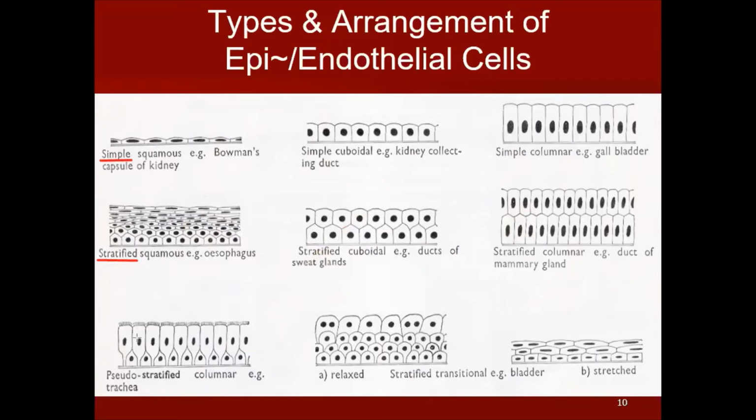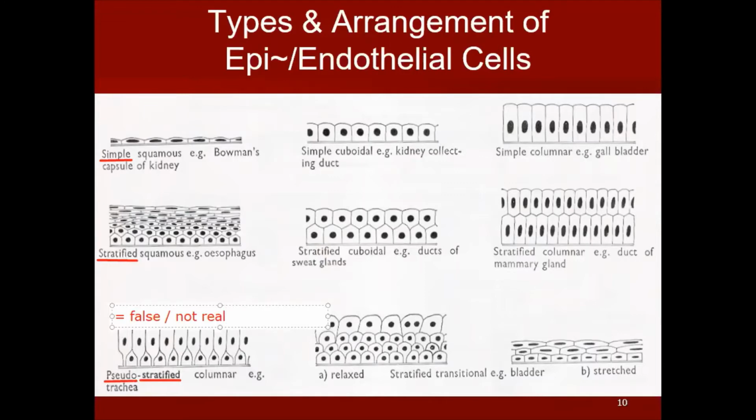Now, what about the third one here? This one looks like multi-layer, right? Because you have nuclei on the top layer and nuclei at the bottom layer. So it is also called stratified because it looks like multi-layer, but actually it is only a single layer. That's why it's called pseudo. Pseudo means false. False means not real.